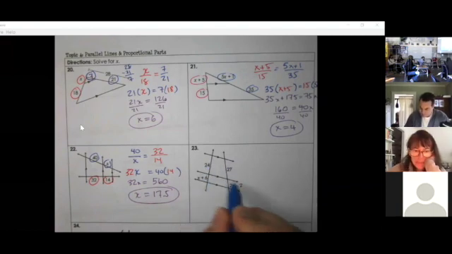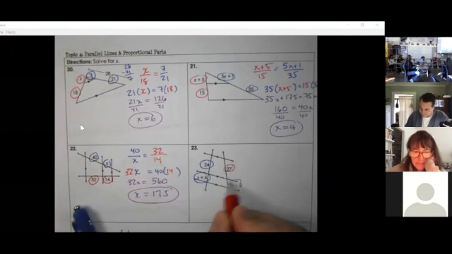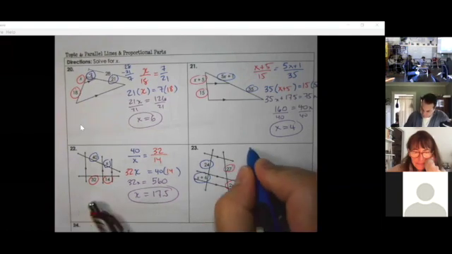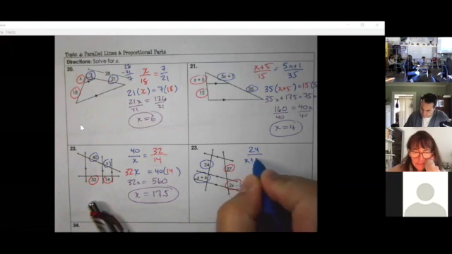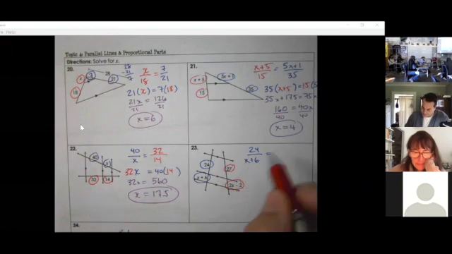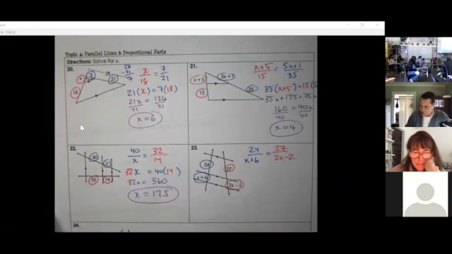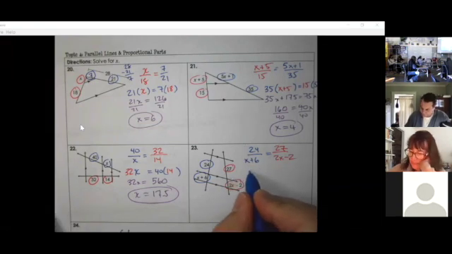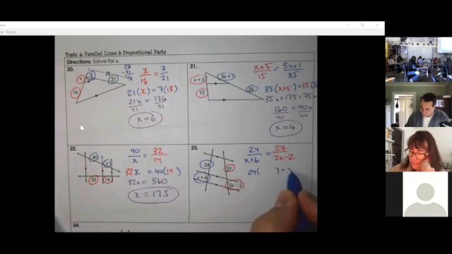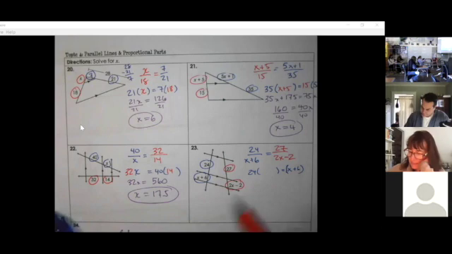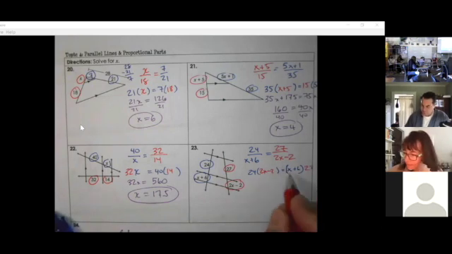Same idea here. My lines are split, making these proportional. So 24 is to x plus 6, as 27 is to 2x minus 2. Cross multiply. 24 times 2x minus 2 equals x plus 6 times 27.